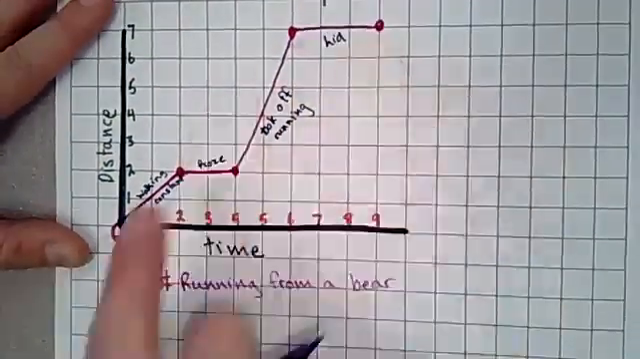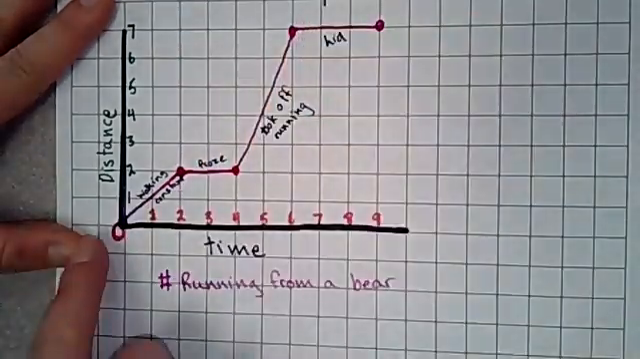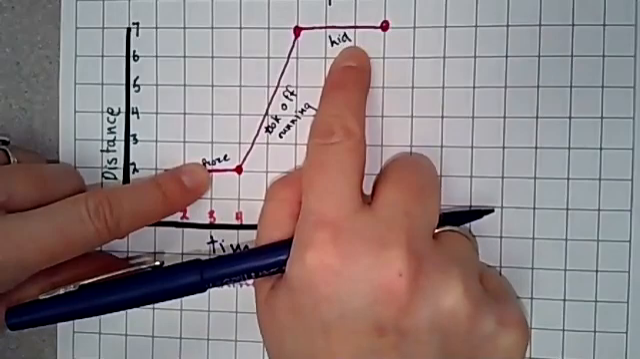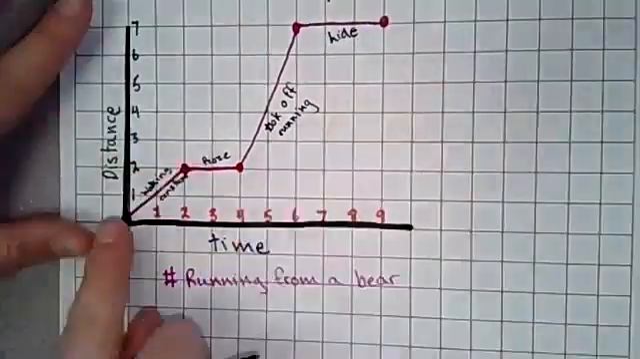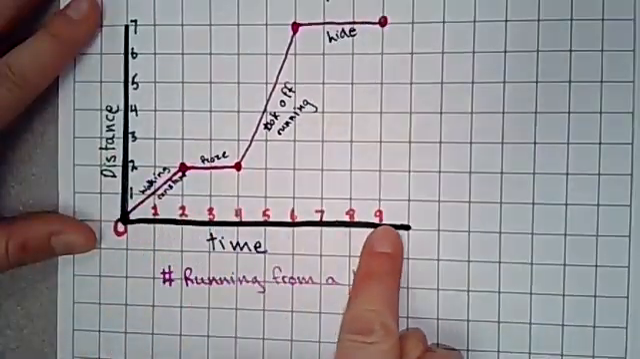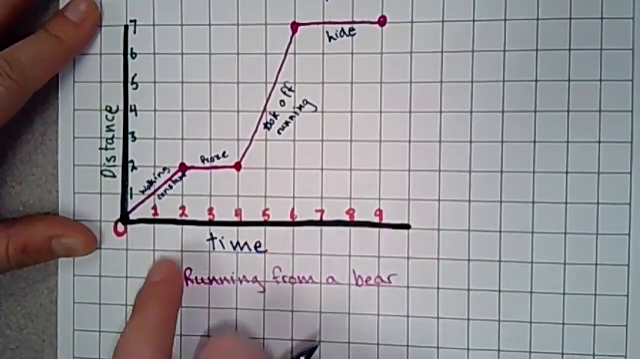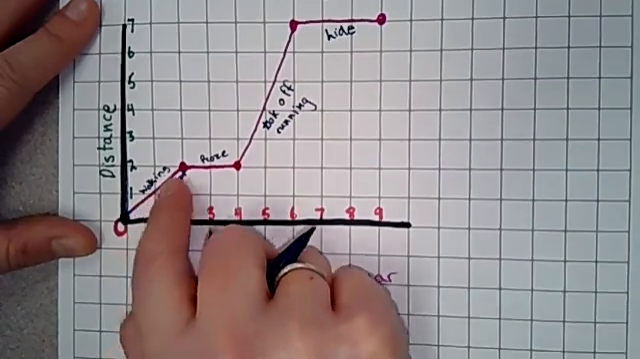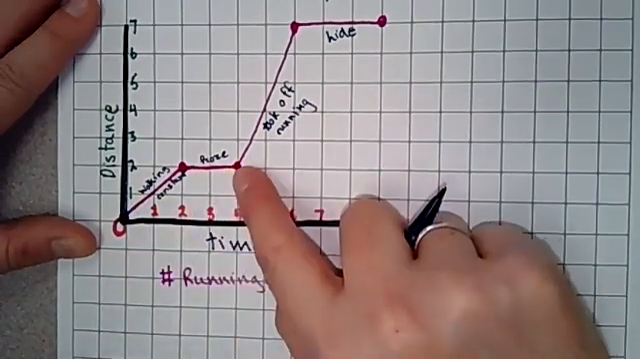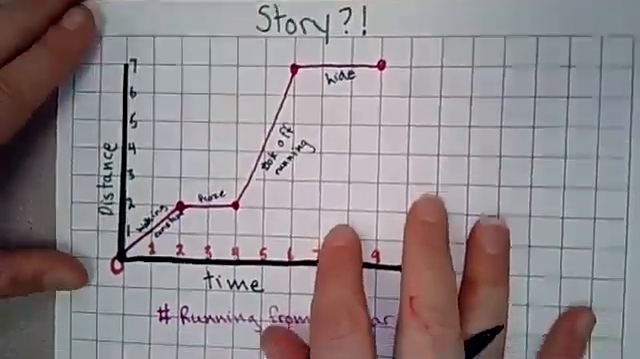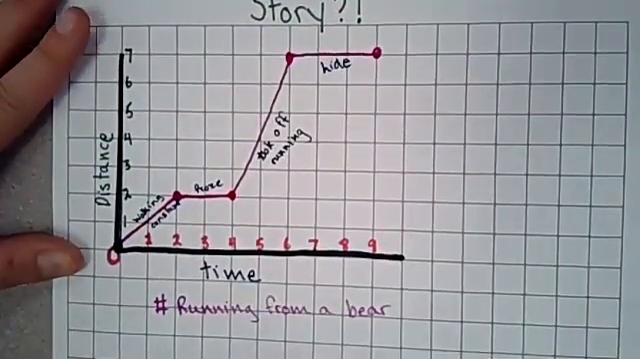But the whole time is marching on. Okay, just because Miss Schaefer decided to freeze and then hide does not mean that time doesn't keep going. The graph keeps moving. Okay, it's never going to go backwards. So she's walking at a constant speed, then she froze, then she took off running, and then she hid behind a tree. Okay, so this is the story of Miss Schaefer running from a bear.